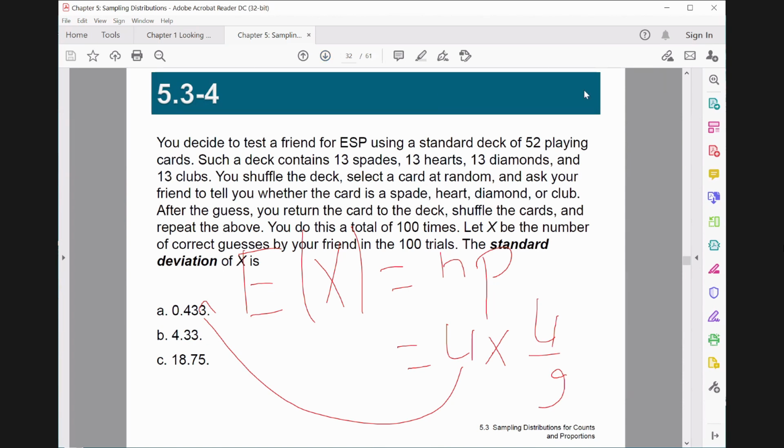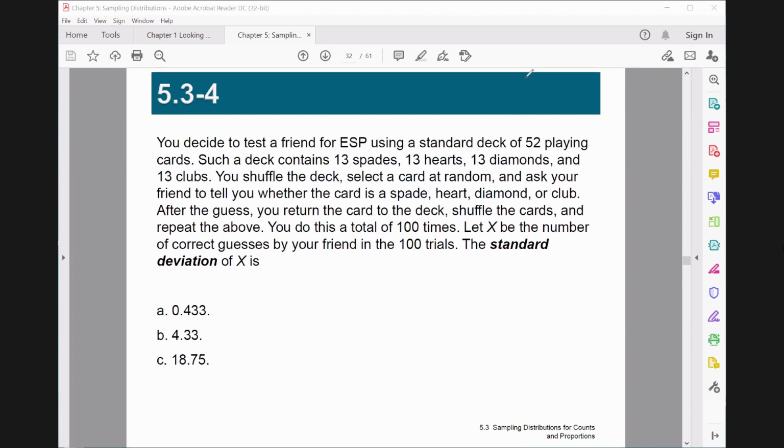I give you 3 minutes, try to think about this problem and we are going to solve it together. 3 minutes, just.